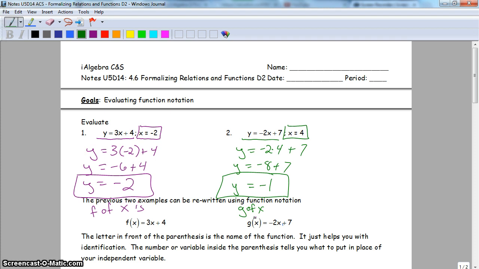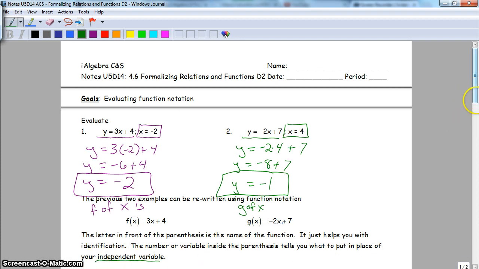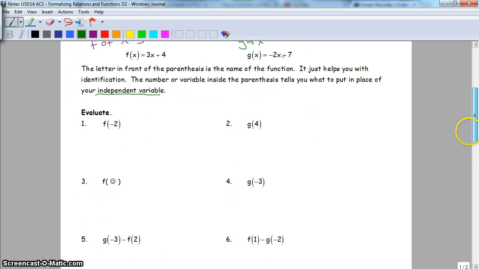Function notation is kind of neat because, one, we can refer to different equations with a different name. This one is named f of x, and this one is named g of x. Now, the letter in front of it is the name. It just helps you with identification, and the variable inside of parentheses tells you what to change, and it is your independent variable.